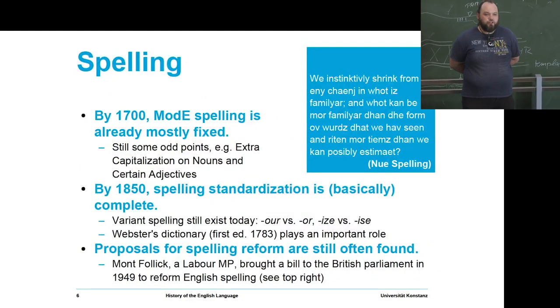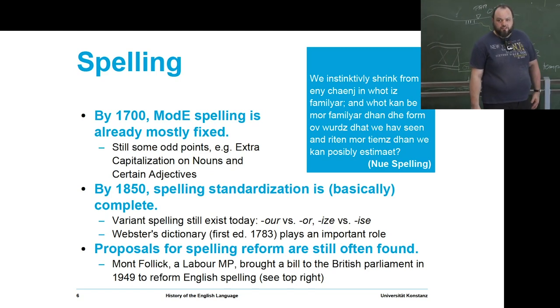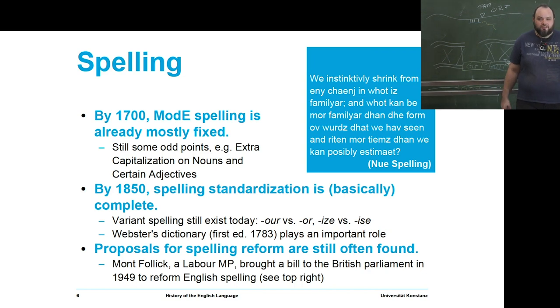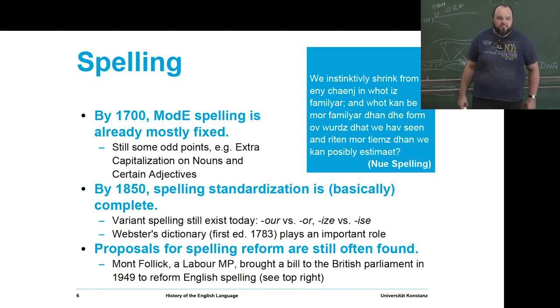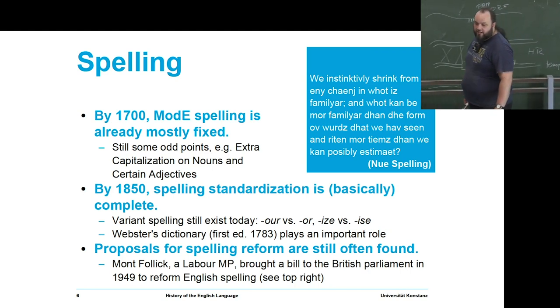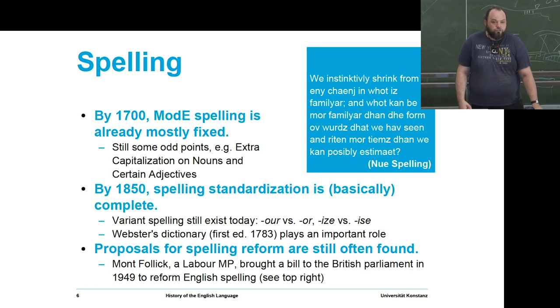All right, as far as the sounds and spelling of the language are concerned, there's nothing that's going to trip you up overly much, because this is what you already know. This is the language of today, essentially. Even by 1700, modern English spelling is already mostly fixed. By 1700, things like the Latin S and the U and V distribution are starting to stabilize into the form that we see today.